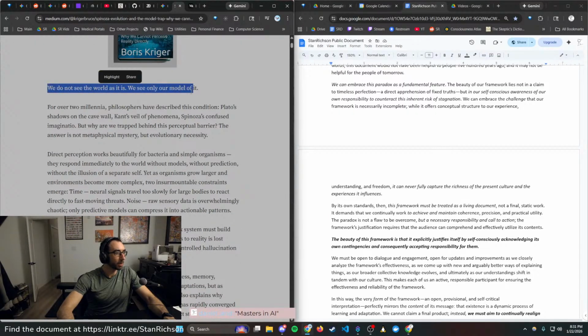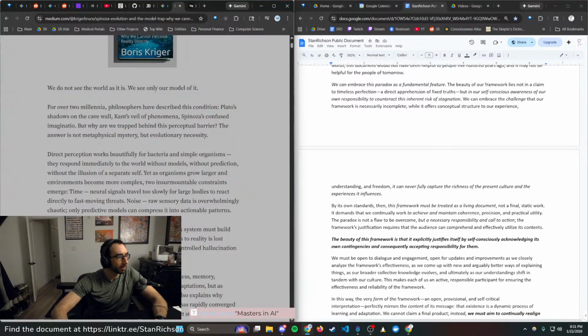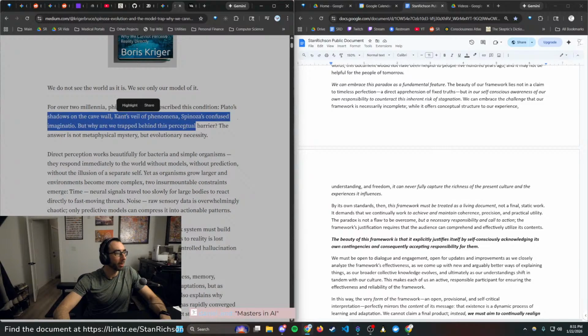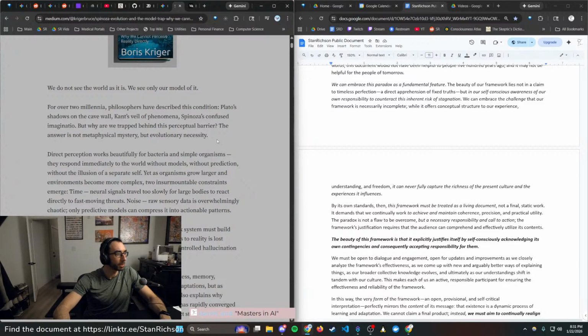We do not see the world as it is. We only see our model of it. For over 2 millennia, philosophers have described this condition. Plato's shadows on the cave wall, Kant's veil of phenomena, Spinoza's confused imaginatio. But why are we trapped behind this perceptual barrier? The answer is not metaphysical mystery, but evolutionary necessity.